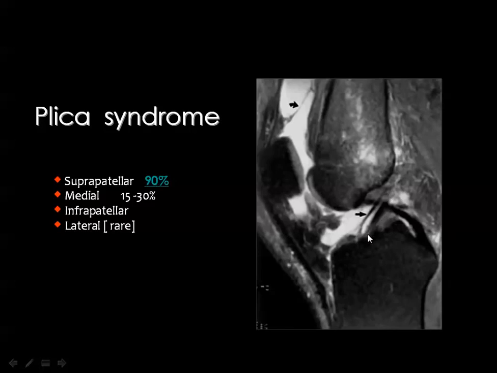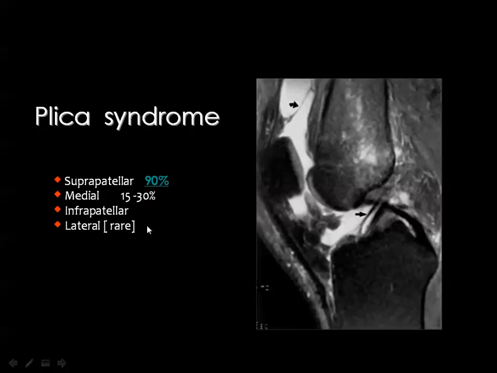This is the anterior cruciate ligament, and this is the infrapatellar plica. This is its side, and so many times you cannot appreciate its existence because you consider it as a part of the ACL.